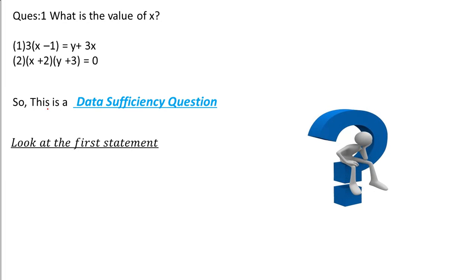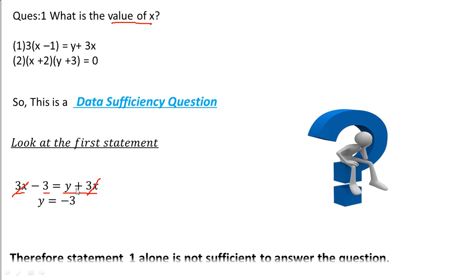Now look at the first statement. It says 3 multiplied by (x minus 1) is equal to y plus 3x. I open the bracket on the left hand side. That gives me 3x minus 3 is equal to y plus 3x. Clearly 3x can be cancelled out and I am left with y is equal to minus 3. But I need to find out the value of x. Therefore, statement 1 alone is not sufficient to answer the question.